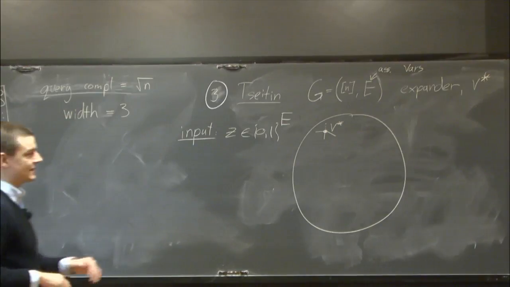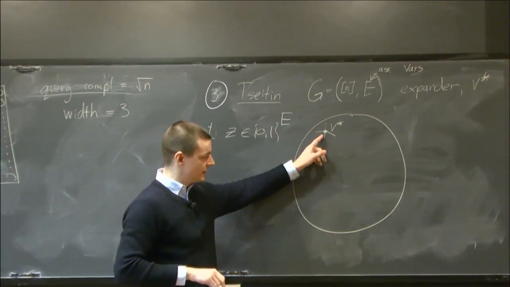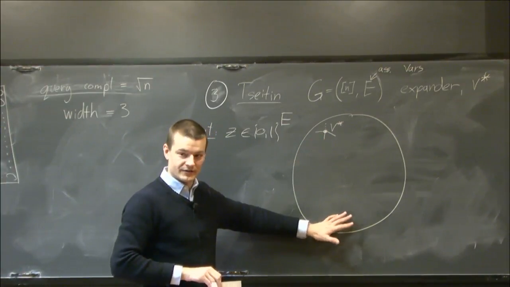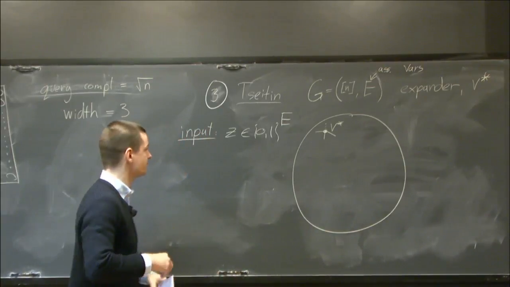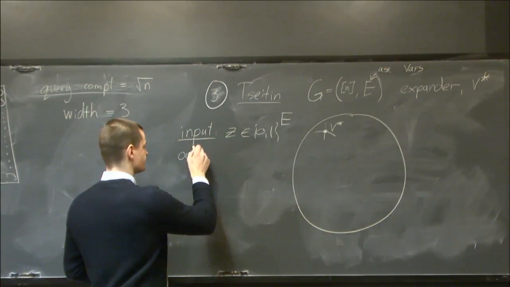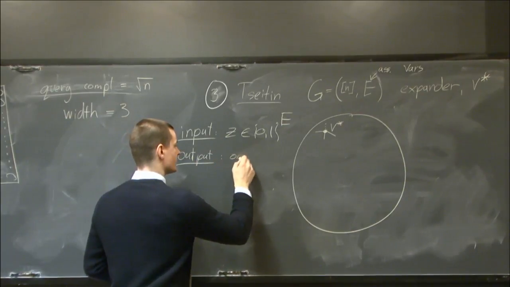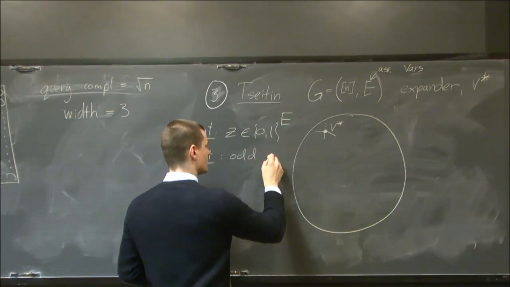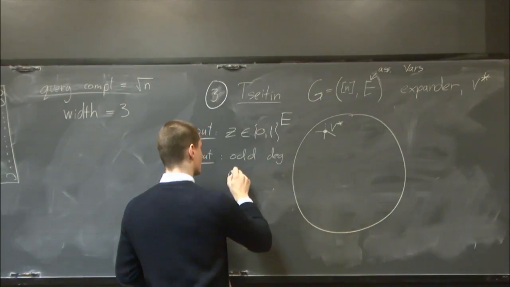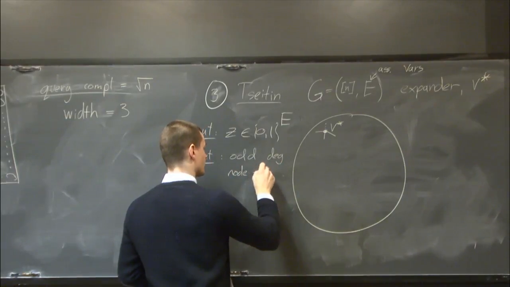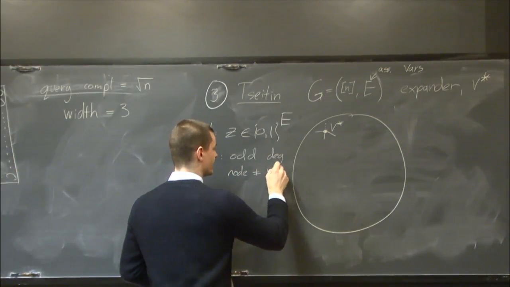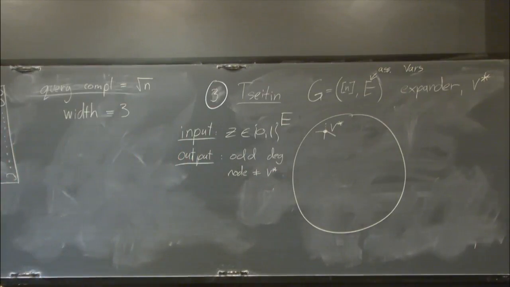So if I've exhibited one odd degree node, the graph needs to have another somewhere, and that's the search problem. So you need to find an odd degree node distinct from the special node.